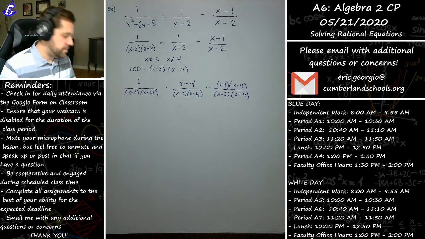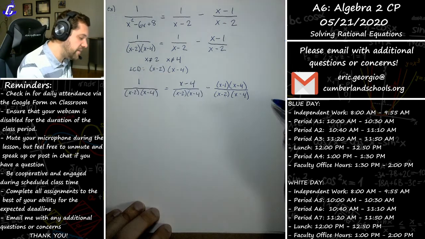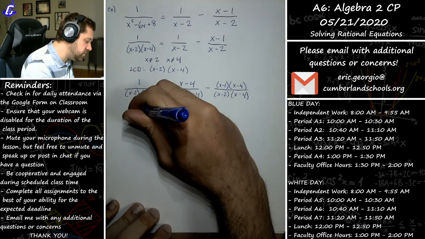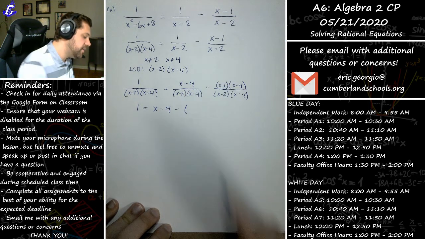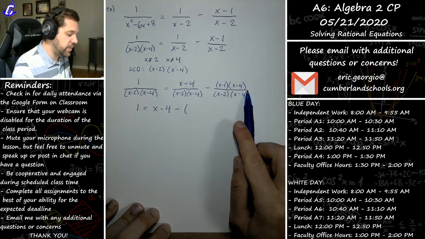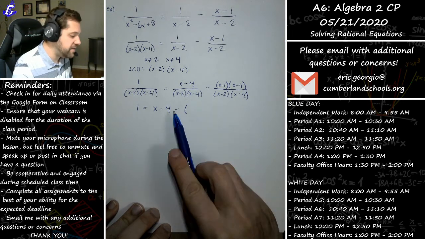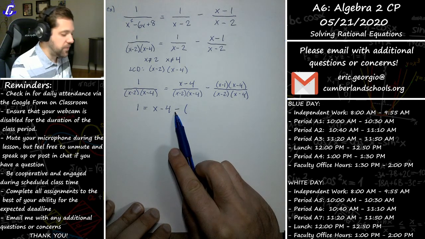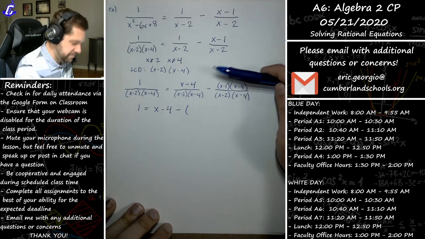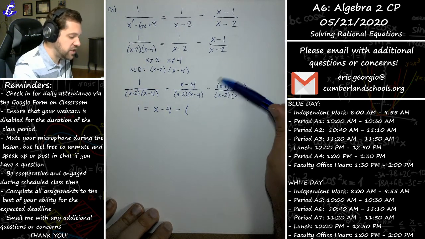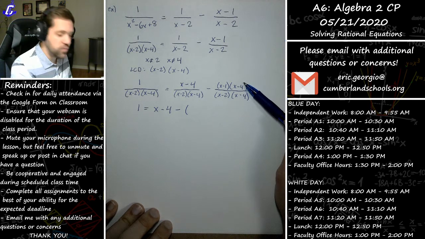All right. So now that all the denominators match up, we can just pay attention to those numerators. Gives me 1 equals x minus 4 minus, notice there's going to be a little bit of distributing going on here, and notice that I kept this negative sign outside of the parentheses because it is going to, just like it did in the previous problem, apply to each and every term in the numerator here.